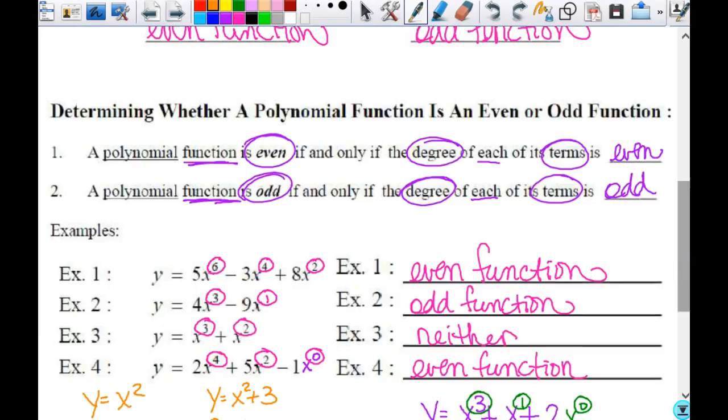Exactly. So just in general, for the even functions, constants, okay. For odd, constants, not okay.